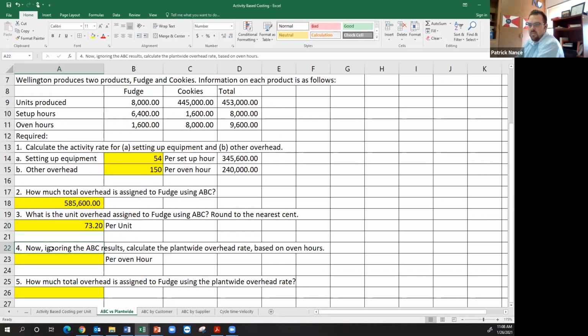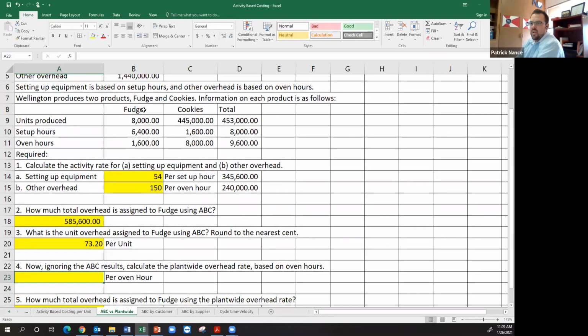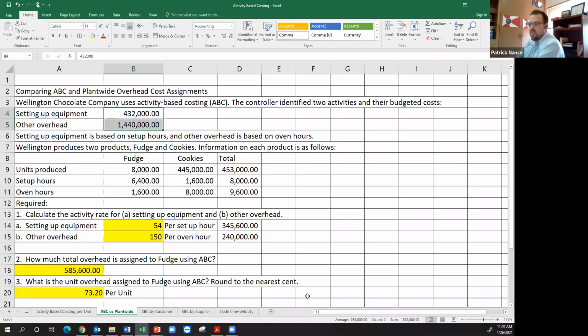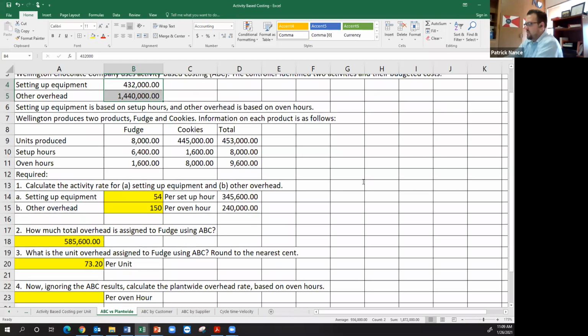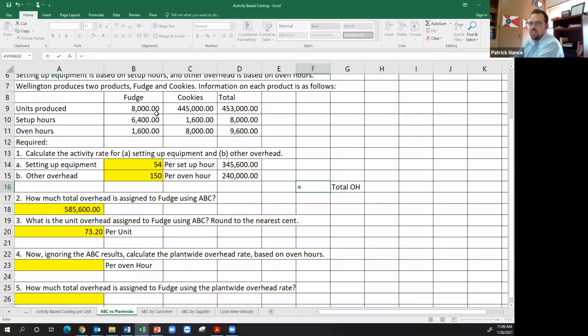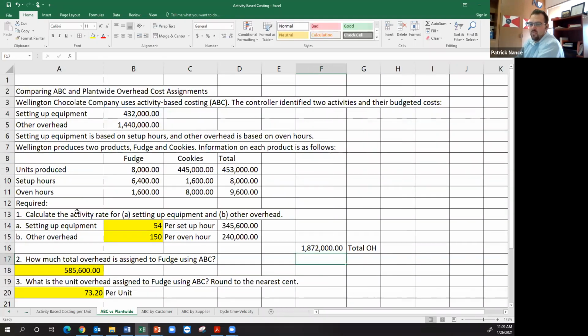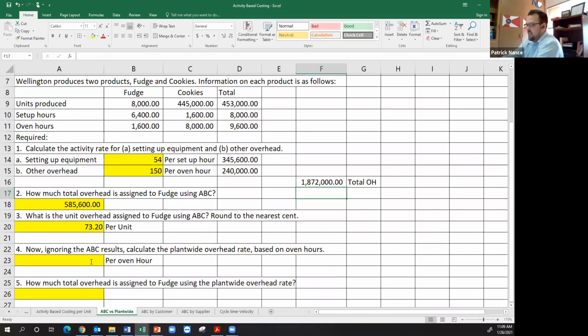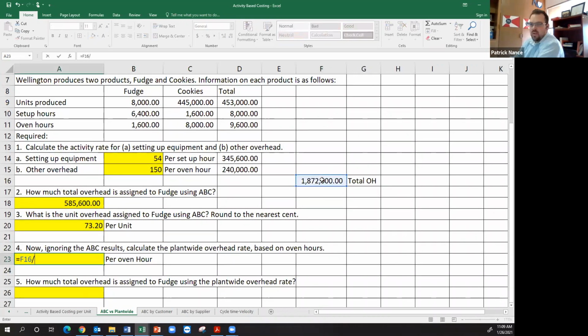Now it has to do the plant-wide overhead rate based on oven hours, okay? So instead of allocating individually, I'm gonna do this all in total based on oven hours only. So I need to find the total amount of overhead. So I need to add these 2 numbers together. So I'm just gonna come out here to the side and say total overhead to assign. I'm just gonna add 432 plus 1.44 million. And then I could take that number divided by the total oven hours, which is 9,600, which gets me 195 per oven hour.